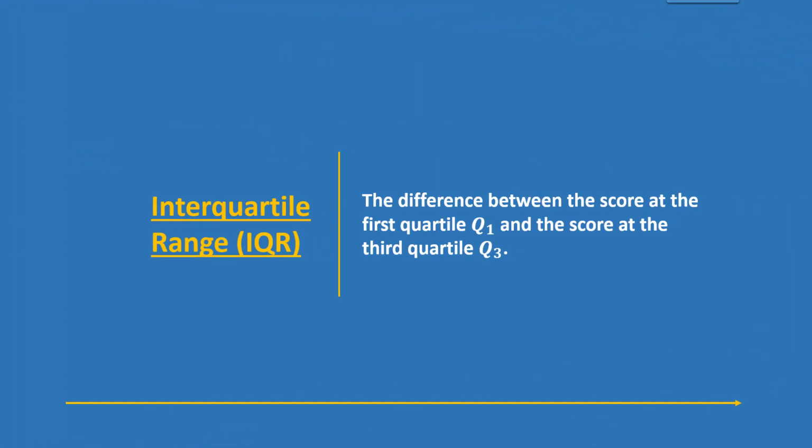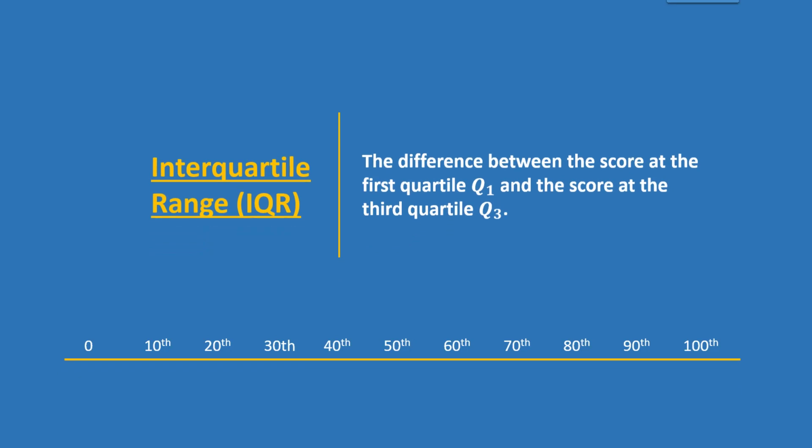The interquartile range is simply the difference between the value or score at the first quartile and the value or score at the third quartile. Let's take a look at a number line to see how these work. The first quartile is the value at the 25th percentile. It would be about here. The value at the third quartile would be about here. The shaded area in between is the interquartile range. You might want to pause the video to take a look at this more closely.